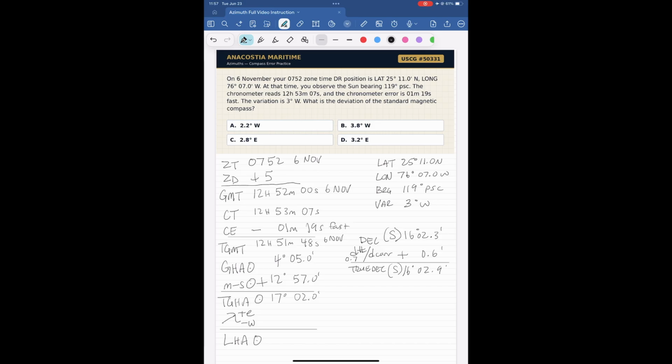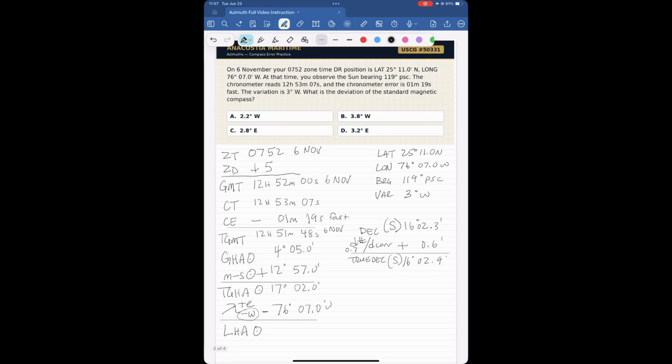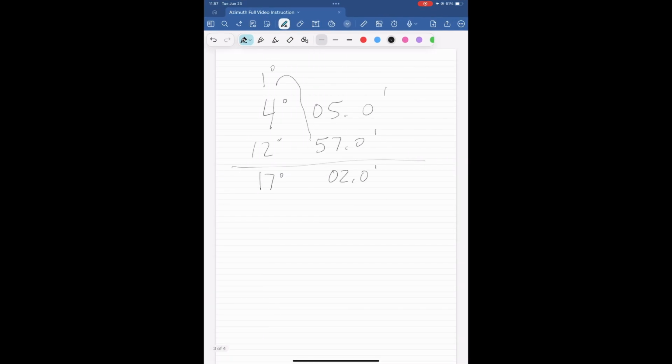Okay, so now it says plus east, minus west of our longitude. This symbol is our longitude symbol. So I always circle what my longitude is, and that lets me know minus 76 degrees, 07.0 minutes. That's west. All right. How do we subtract 7 minutes from 2 minutes? Similar to the time, but we're using degrees here. So let's go over here and create some space for us.